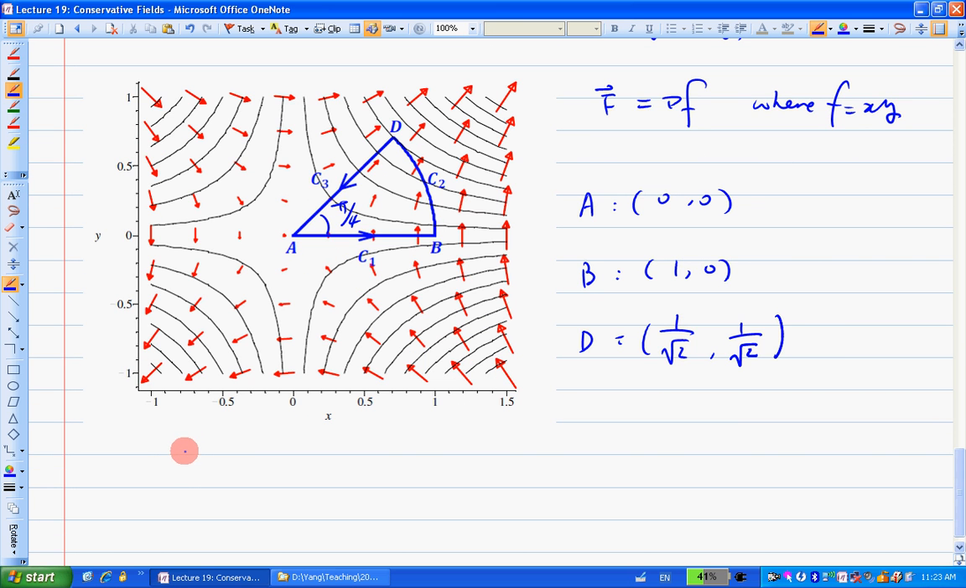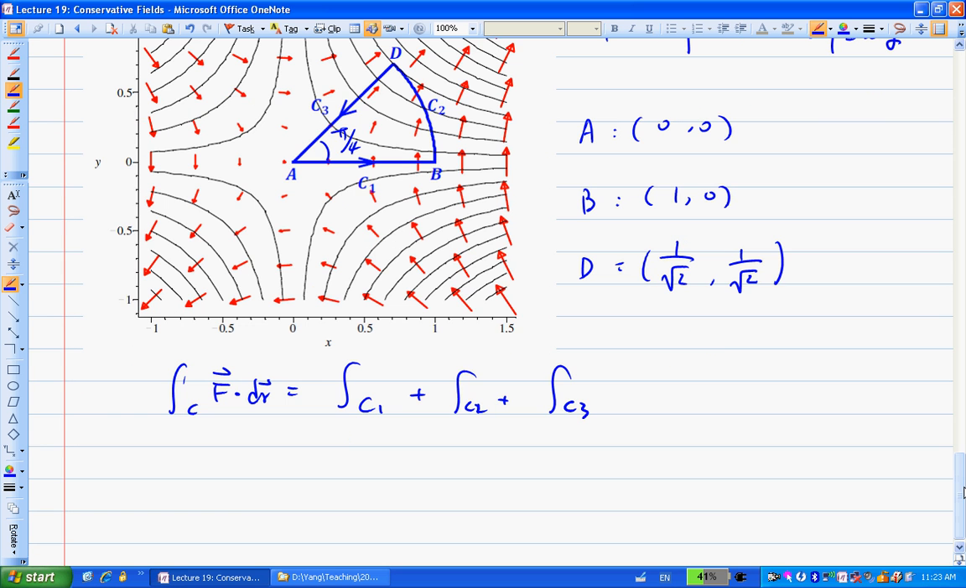Now we know that our line integral over this total C equals the integral over C1 plus C2 plus C3. That's the property of these sorts of integrals, applied to any case. So what about C1? C1 is the integral of f dot dr. I'm not going to evaluate this directly; I'm going to evaluate it using the fundamental theorem of calculus.